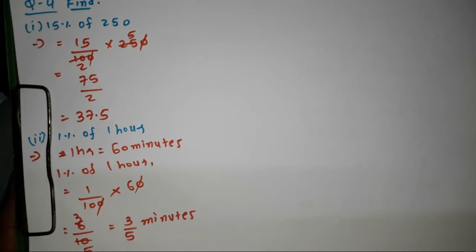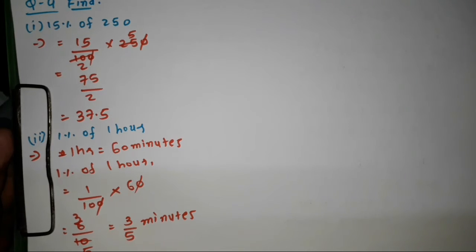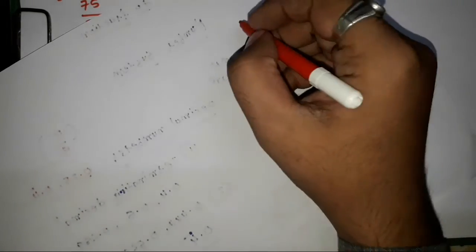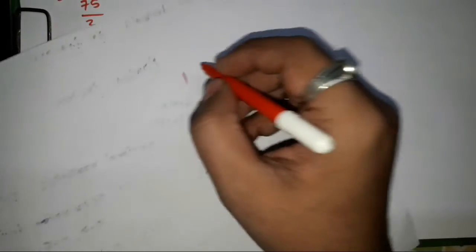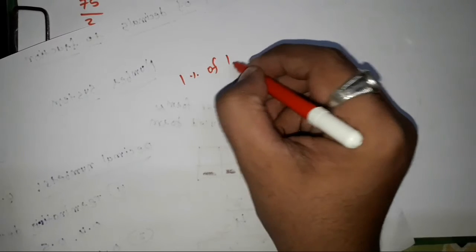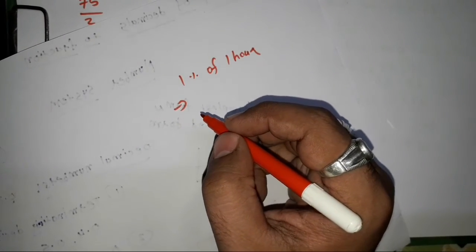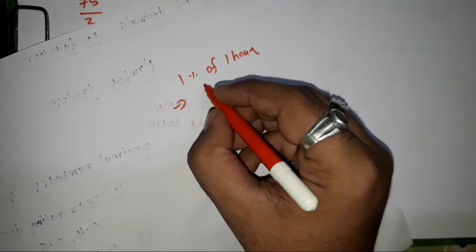So 1% of 1 hour is how much? 36 seconds. There is another method to solve this sum. For example, if a similar sum is given to you, such as 1% of 1 hour, and the question says find 1% of 1 hour in seconds, what can you do?